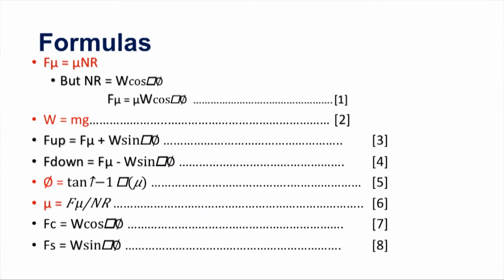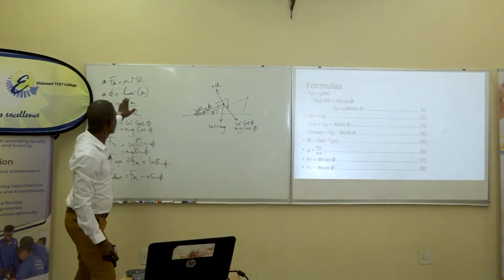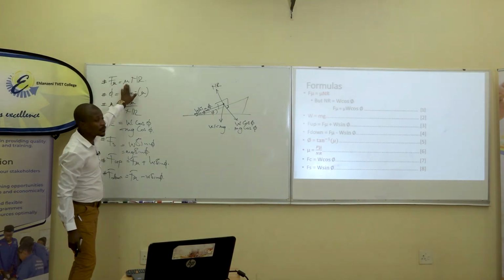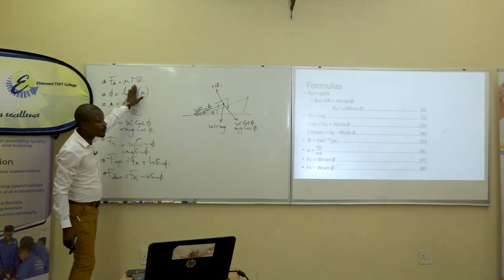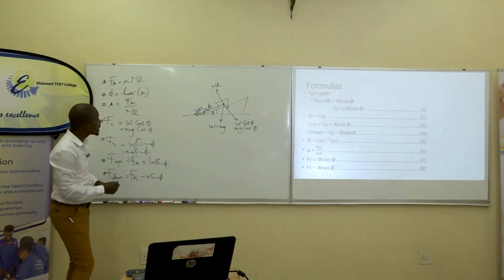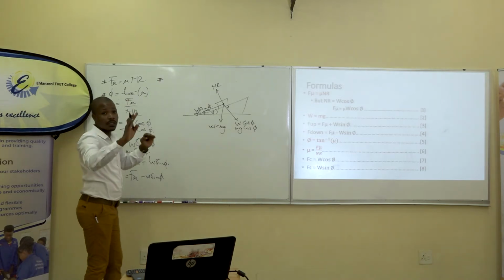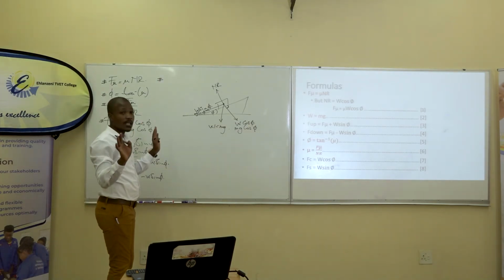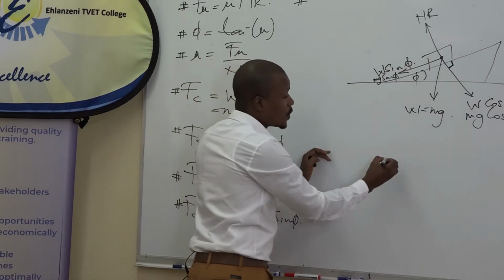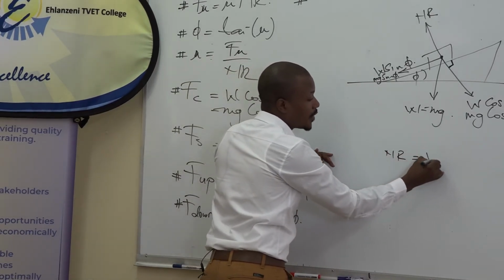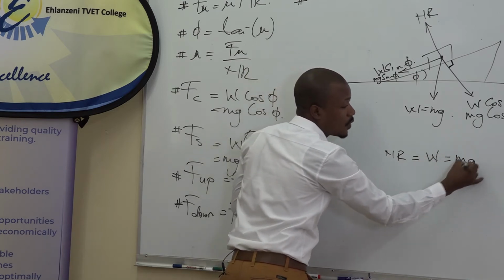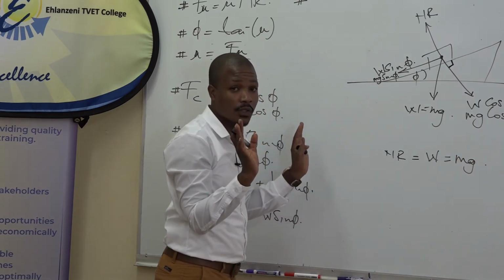Now, let me do a quick recap on these formulas. I've listed them for you. We have the frictional force. In this case, the frictional force is the coefficient of friction multiplied by what? The normal reaction. But what is normal reaction? This is the equation which I didn't put here. On a horizontal plane, we said that the normal reaction will be equal to the weight, which is equal to mg. That is the normal reaction on a horizontal plane.